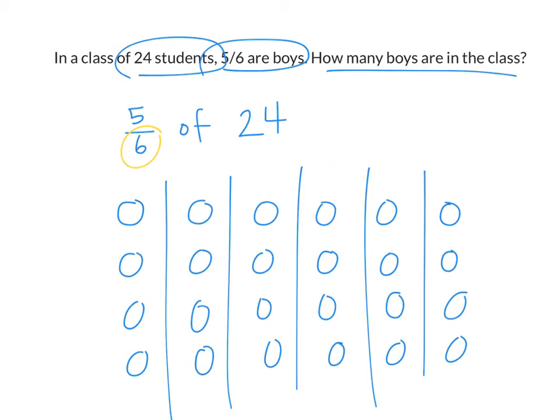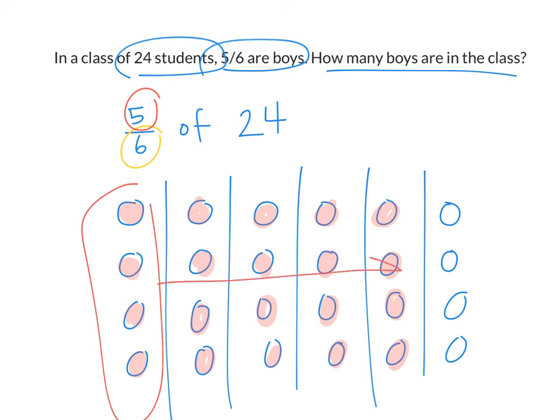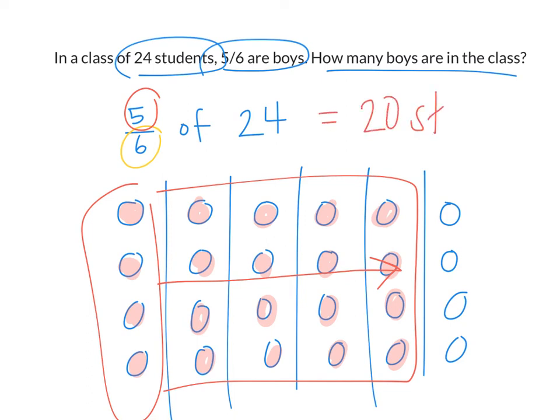Now we want to shade in to show 5 of those 6 groups. So that would be 1. Here's one group. Here's the second group. Here's the third group. 4 and 5. If I count those all up, I will see that it's 4 times 5 groups, because there's 4 in one group, and I can multiply it by 5 to find out how many 5/6 are. So 4 times 5 is 20 students who are boys, or 20 boys.